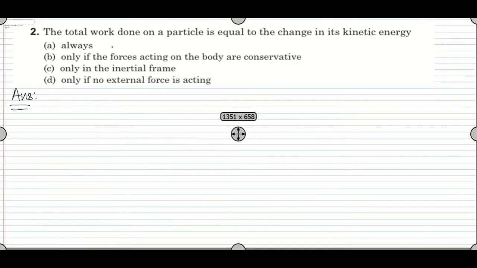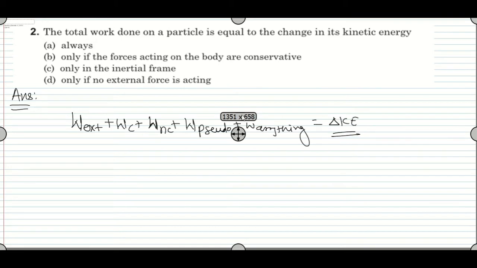So second question. The total work done on a particle is equal to change in its kinetic energy. So total work done, we know that work done by external plus work done by conservative plus work done by non-conservative plus work done by pseudo plus work done by anything is always equal to what? Change in kinetic energy. So net work done is always equal to change in kinetic energy, and this holds true for everything.